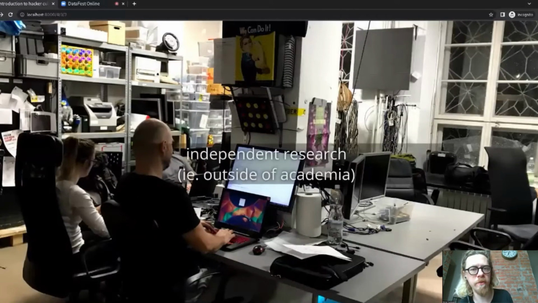This is Warsaw Hackerspace, which I was a co-founder of, and this is the main room where people just spend time and sometimes work, sometimes have some fun and get ideas. Independent research, when I was writing the slide, I realized that independent research means something else right now. So I don't mean the YouTube independent research. I meant education outside of academia.